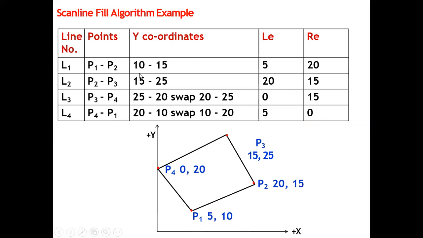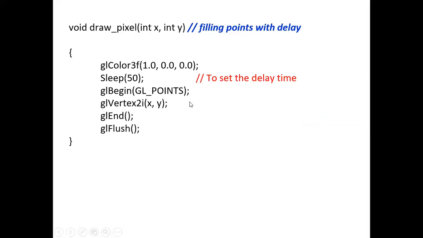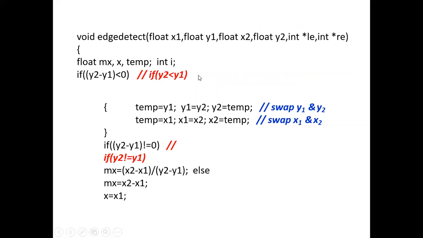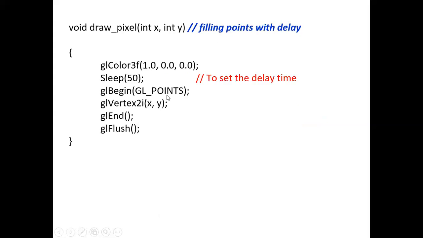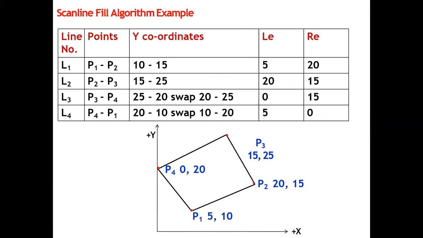If at all y2 is less than y1, then I have to swap. That is why I'm taking y2 minus y1 is less than 0. Take this example: y2 is 20 and y1 is 25, so y2 minus y1 is 20 minus 25, which gives minus 5. Minus 5 is less than 0. So if you get any number less than 0, that means y2 is less than y1.